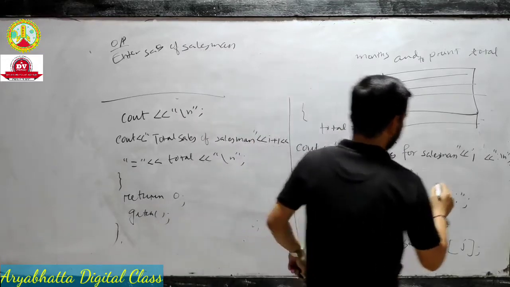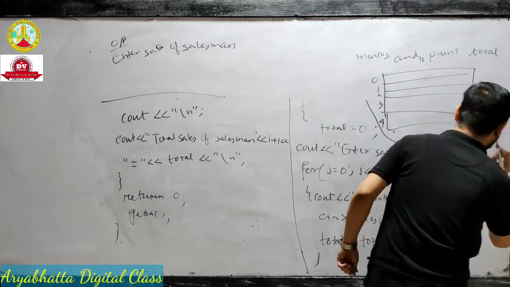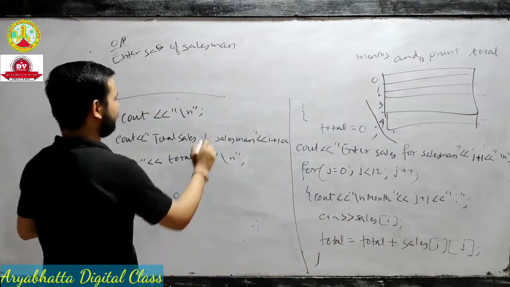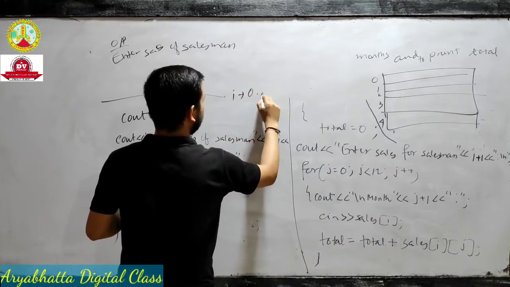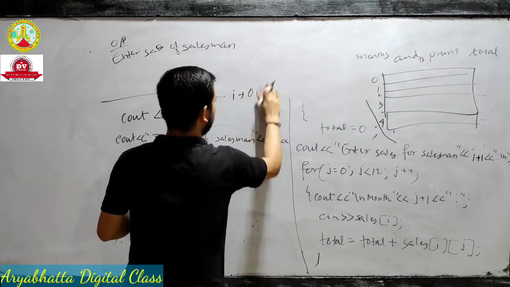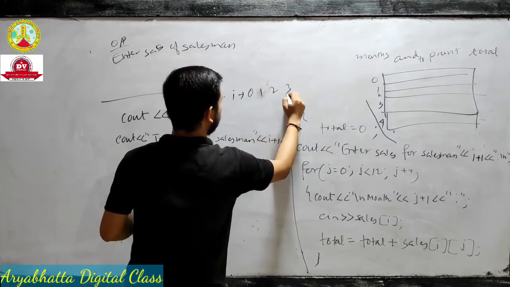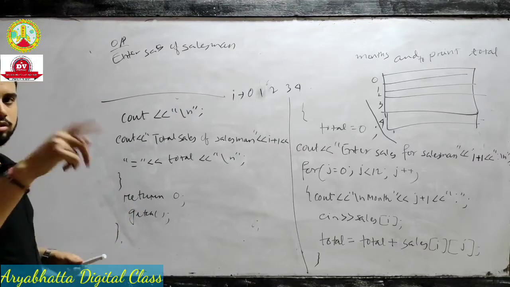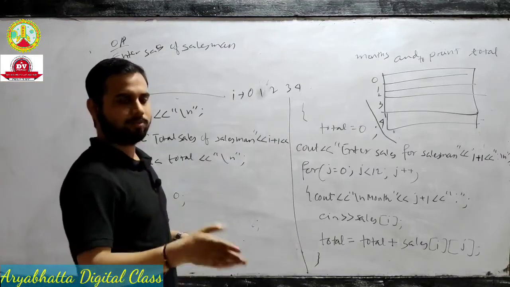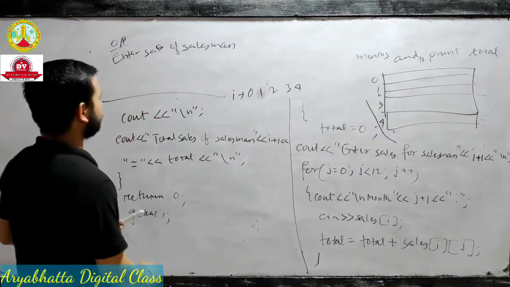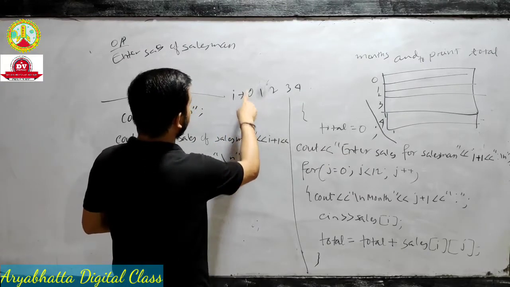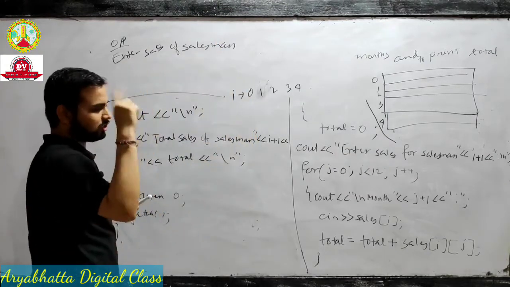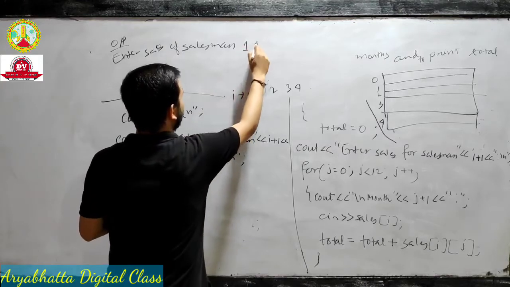That's why for designing purposes we use i plus 1. i is executed as 0, 1, 2, 3, 4, because the loop runs i from 0, i less than 5, i plus plus. You see in your copy. That's why the first statement is enter sales of salesman i plus 1, meaning 0 plus 1 means 1.